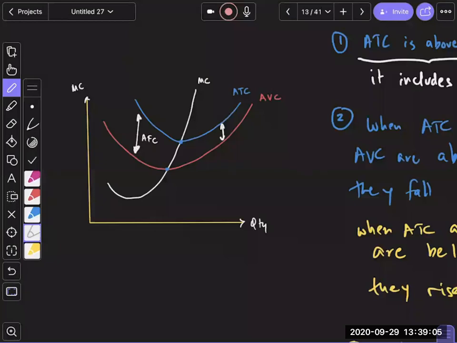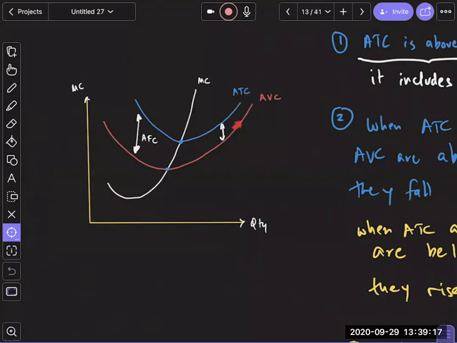Will these graphs ever meet? Guys, will these graphs ever meet? No, they won't, because AFC can never be zero. It will be very close to zero, but never be zero. Make sense? Does that make sense, guys? So AFC is the gap between ATC and AVC, and that's why the gap is shrinking. But they will never meet because AFC can approach zero, but never be zero.